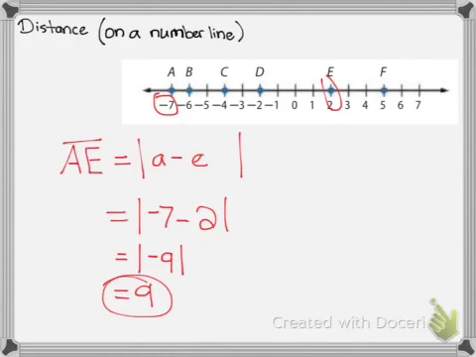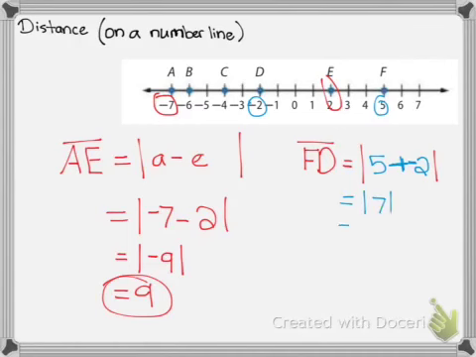Let's look at one more. Let's do FD. Okay, we're going to go the other direction. F here is at 5, so that's 5 minus D, which is negative 2. A negative minus a negative becomes positive. So this becomes the absolute value of 7, which is just 7. So the length of FD is 7.